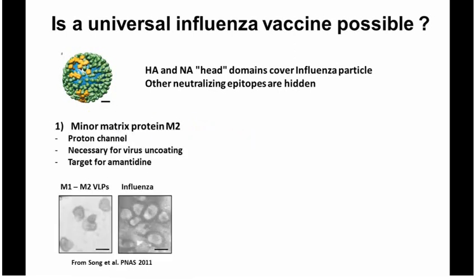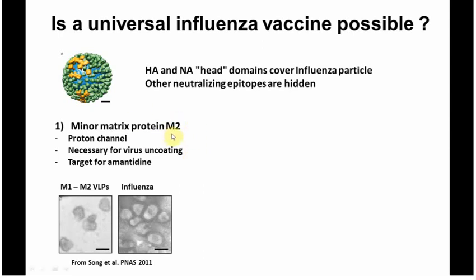Now, the question is, are there other neutralizing epitopes on parts of the external region of the virus particle that are hidden by hemagglutinin and neuraminidase? And in fact, there are. One of them is the minor matrix protein M2. It's a proton channel. It's targeted by the antiviral drugs amantadine and rimantadine. If its function is inhibited, the virus cannot uncoat correctly and infection is blocked at an early stage.